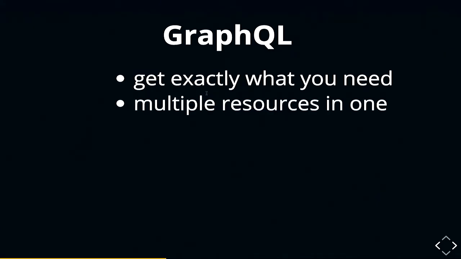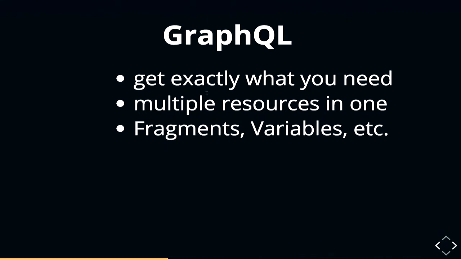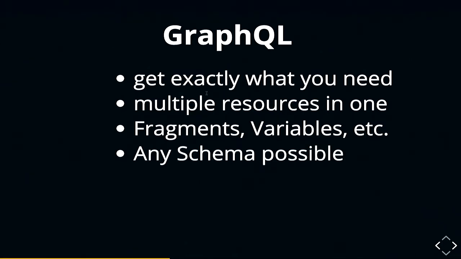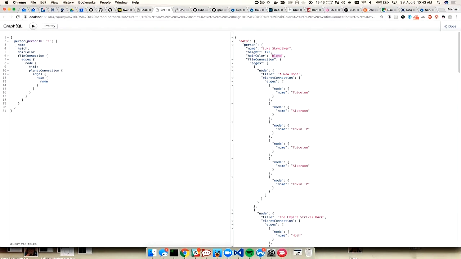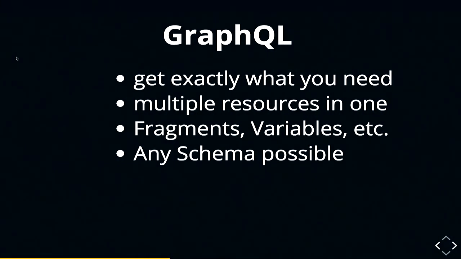It can do multiple resources in one, so you can load the person and the films in there. You have fragments and variables that we didn't look at right now, but you can make the whole system much easier, and if you have a variable, you can define that once and reuse it. And the really cool stuff is that the schema here is completely defined by you. The person that writes the API can say, oh, I have a person and I have films. If you don't have people, then you don't call it a person. Maybe you have something else. It's completely free what you want to use, as long as you use these objects.